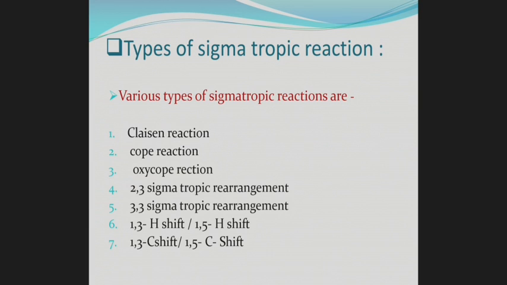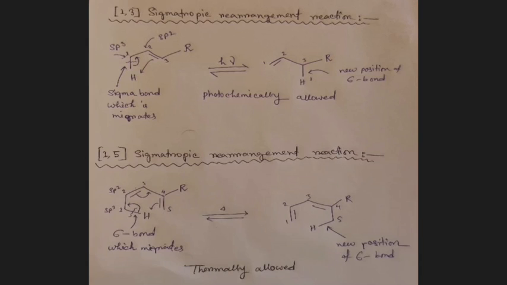Types of sigmatropic reaction. Various types of sigmatropic reactions are Claisen reaction, Cope reaction, Oxy-Cope reaction, 2,3 sigmatropic rearrangement, 3,3 sigmatropic rearrangement, 1,3 H shift, 1,5 H shift, 1,3 C shift, 1,5 C shift. Sigmatropic reactions are differentiated by assuming that there will be a migration of a sigma bond. Where the migration takes place, the pi system will be reorganized.